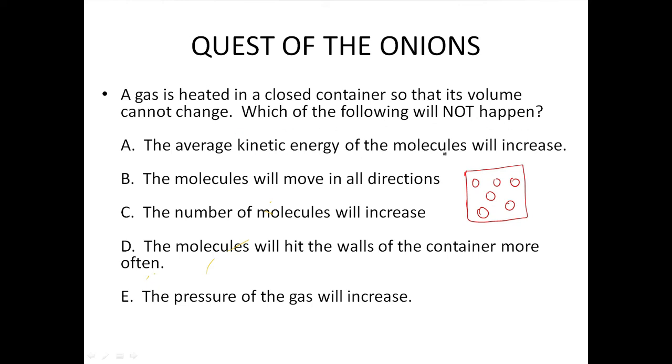The average kinetic energy of molecules will increase. It will increase because they're going to move up and down. Molecules will move in all directions. They will move in all directions. Number of molecules will increase. No, they won't. This won't happen. The molecules will hit the walls of the container more often. Correct. The pressure of the gas will increase. Well, I would guess that it will. If you heat it up enough, it may cause an explosion, because the container is not expanding to withstand the pressure that's building up in here. So definitely C.